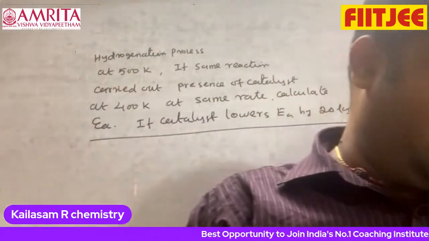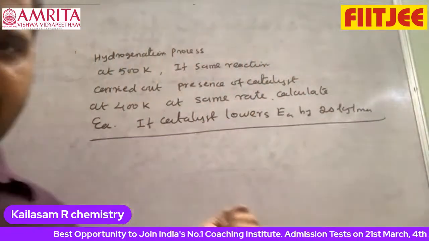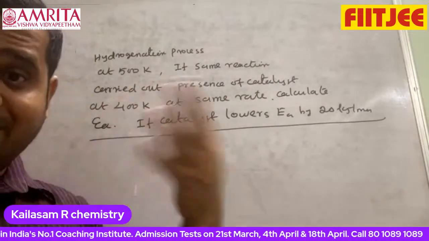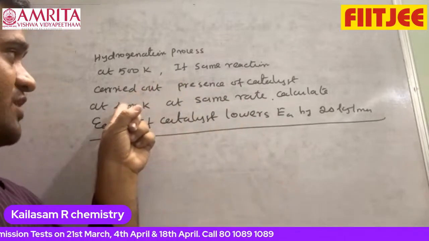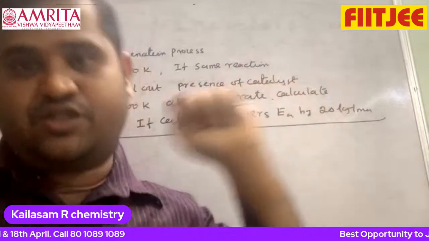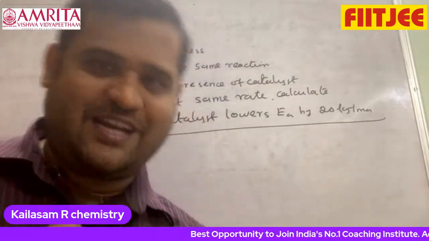So this is a very nice question. Look at the question, I am repeating that. There is a hydrogenation process. They are carried out at two different temperatures with the same rate. One is in the absence of catalyst, another one is in the presence of catalyst. The temperature is 400 Kelvin for the presence of catalyst, and the absence of catalyst is the other. And what they are asking is to find out the energy of activation in the absence of catalyst.